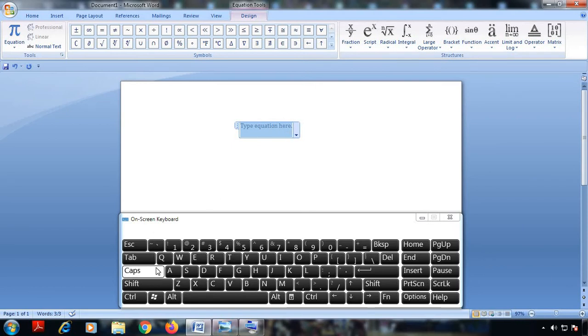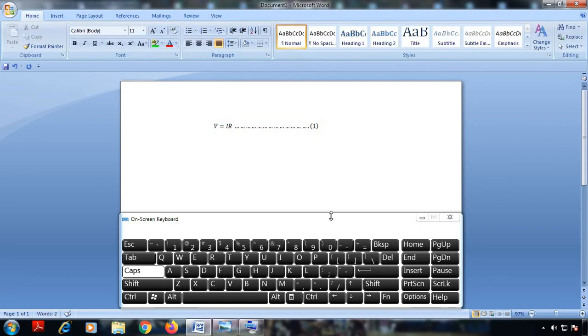Now I'll have to write that formula, V is equal to IR. It is as simple as that. And I'll name this equation as equation number 1. So this looks to be more presentable. In a normal case, what we would have done is we would have just made use of this keyboard directly and we would have written V is equal to IR. So this doesn't appear to be in a presentable form. So it's always advisable to make use of equation editor.